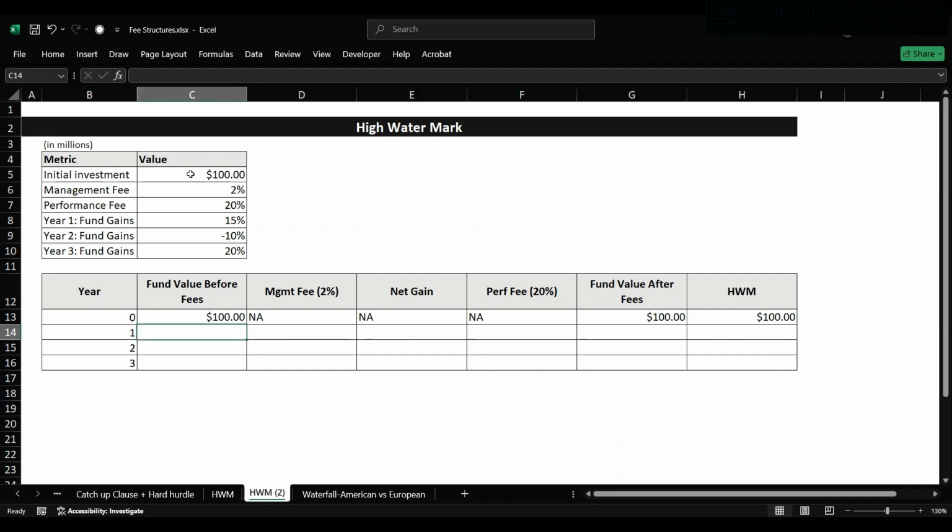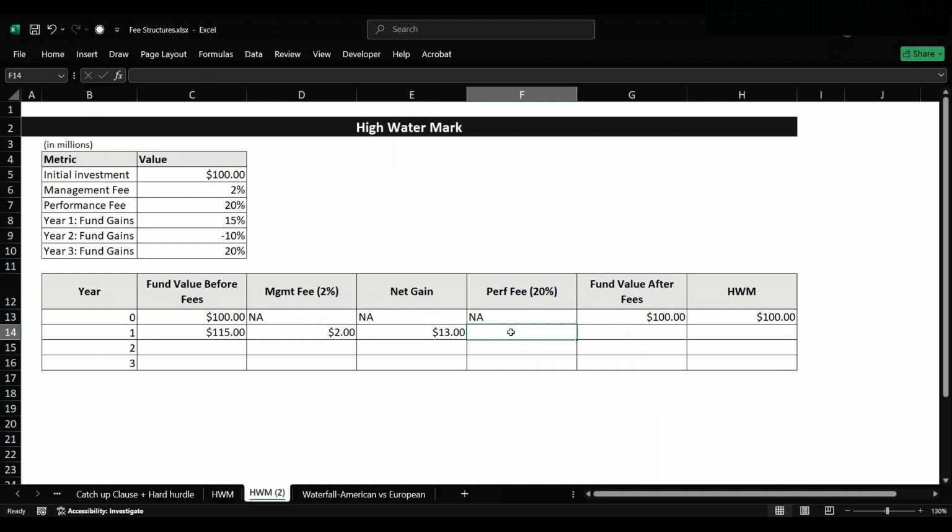We will be calculating fund value before fees for year 1, which is fund value after fees for year 0 into 1 plus gains in year 1, which gives us 115 million. Now we will calculate management fees, that is 100 million into 2%, which gives us 2 million. Calculating net gain here, which is 115 minus 100 million minus management fees, which gives us 13 million.